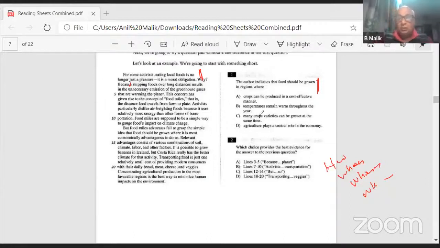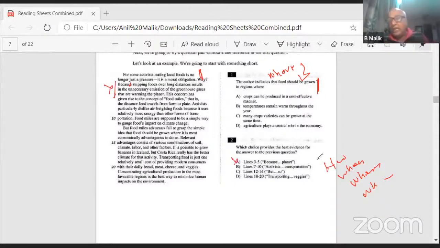For example, I convert this into a question. When I look at this, sir, my question is, where should food be grown? Now, I'm looking for a choice which shows me a place. So I read lines 3 to 5: because shipping food over long distances results in so and so. It doesn't tell me a place, so this is not the answer.